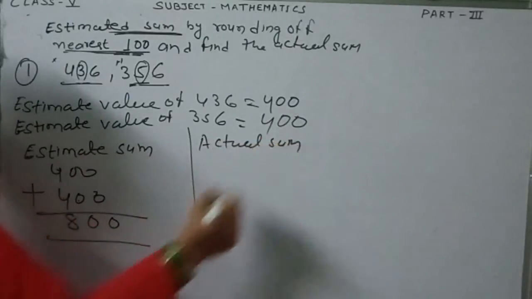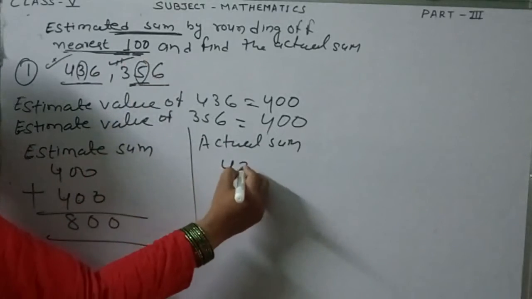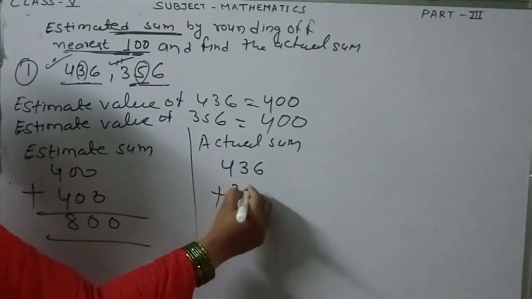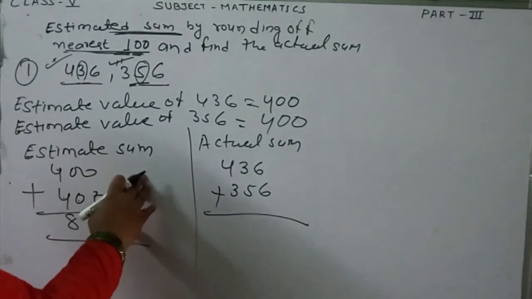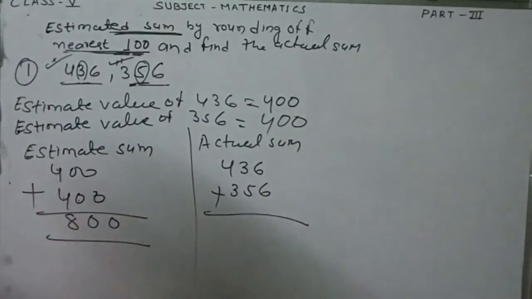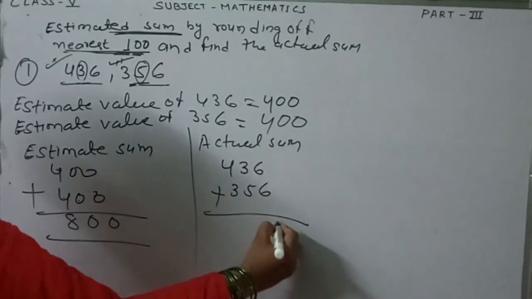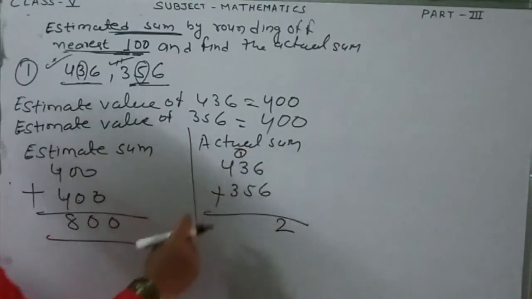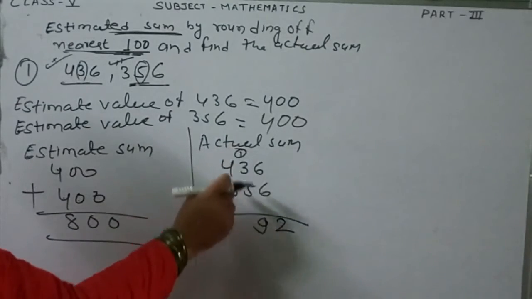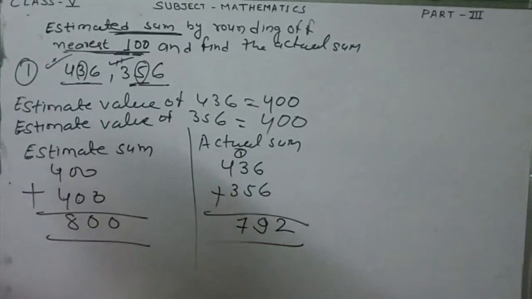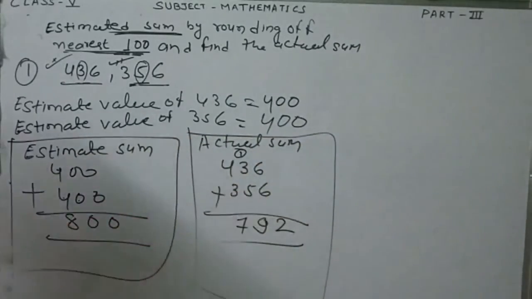Here you have to find the actual sum. What is the actual number? You have to write this one: 436 plus 356. We always have to start from the right side. Ones: 6 plus 6, 12, carry 1 here. Then 1 plus 3, 4, plus 5, 9, and here 4 plus 3 is 7. This one is your estimated sum and this one is your actual sum.